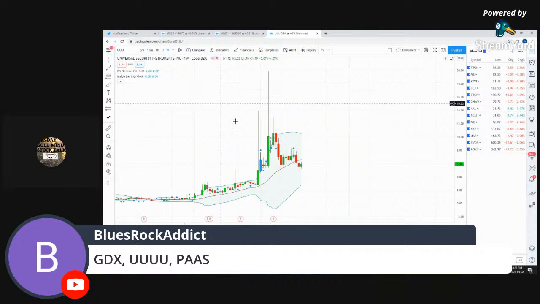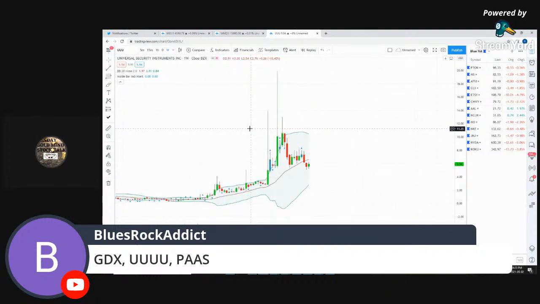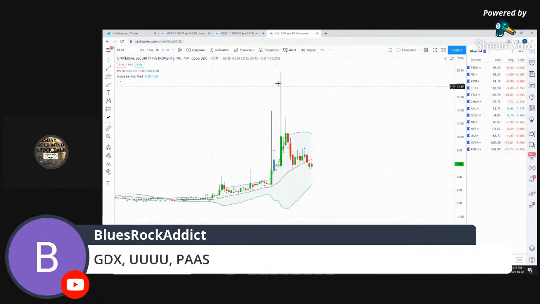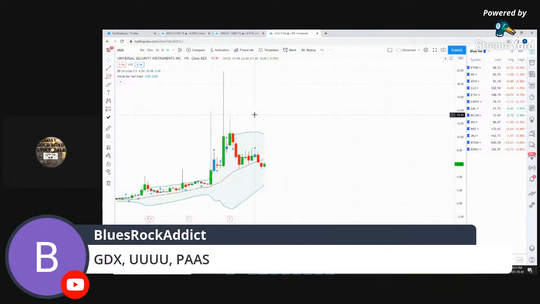U. So universal security instruments. Anytime, guys, you see wicks like this and like this, it's very risky because there's a lot of manipulation. I will say the inside bars have been working very well. Oh my God, look at this, guys. You see this? Triple inside bar. This is one of the rarest patterns. You won't find this. Very, very rare. 1, 2, 3, triple inside bar.